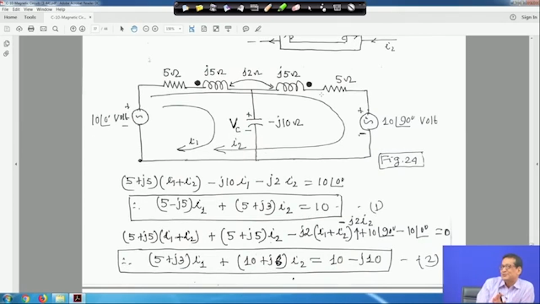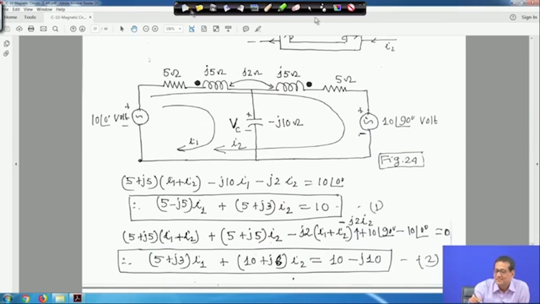I hope you have understood this, right. If you have understood this problem, then absolutely there is no problem for solving any other problem on magnetic circuit, right. Just you have to see the dot convention.